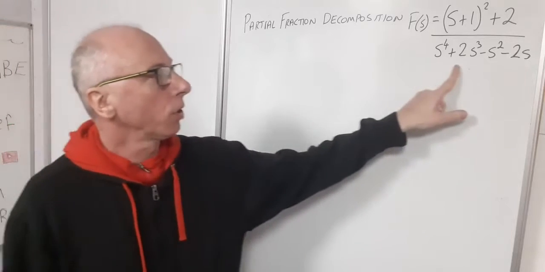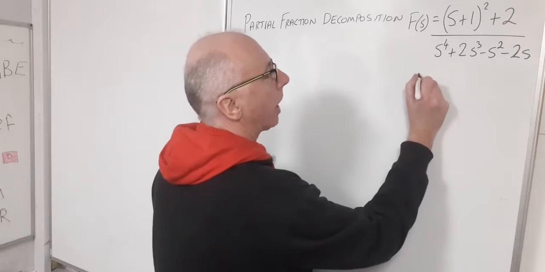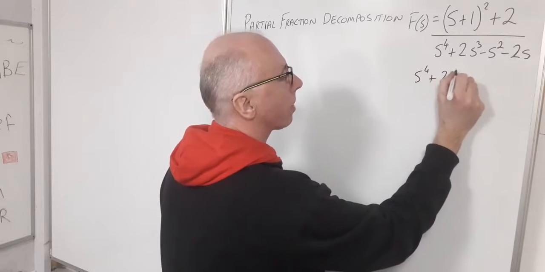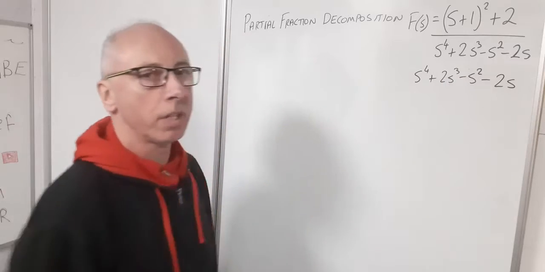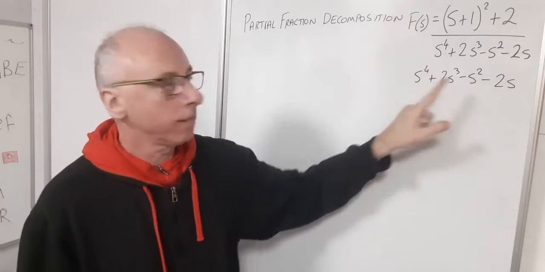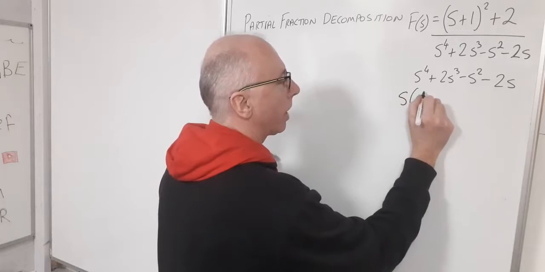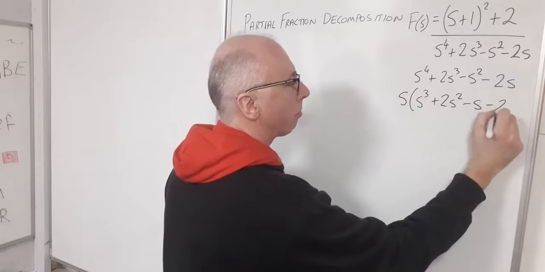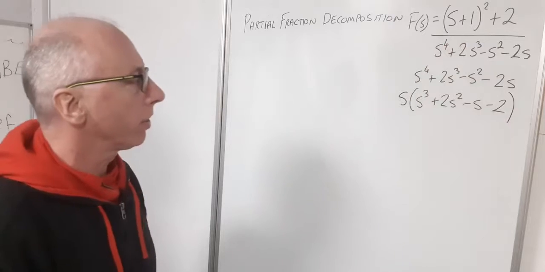Well, first of all, I want to break apart this denominator. So we can rewrite it, if I just take the denominator as s to the 4 plus 2s cubed minus s squared minus 2s. And let's just deal with this for the moment. Let's just forget this fraction. So I can take an s out of all of these terms. So I'll now have s times (s cubed plus 2s squared minus s minus 2). So that's still the same as what we got in our denominator.